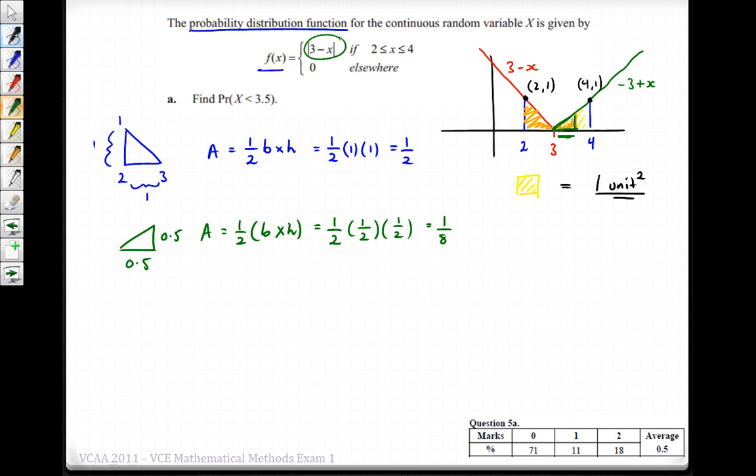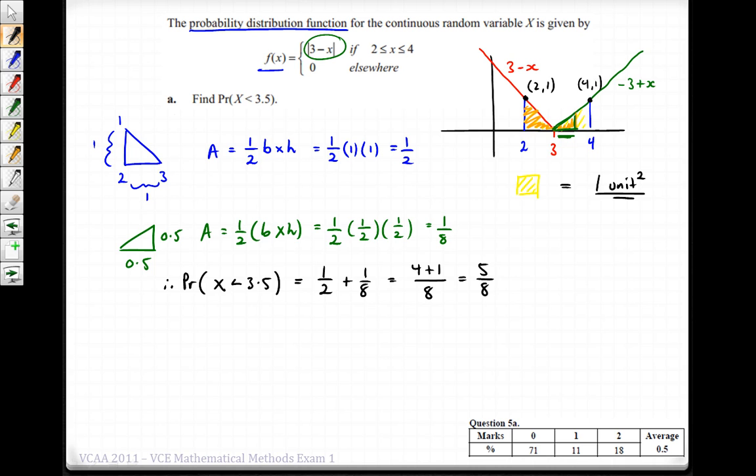So therefore, our probability that x is less than 3.5 is given by a half plus an eighth, equals 4 on 8 plus 1 on 8, equals 5/8. So that's the probability that we're looking for.